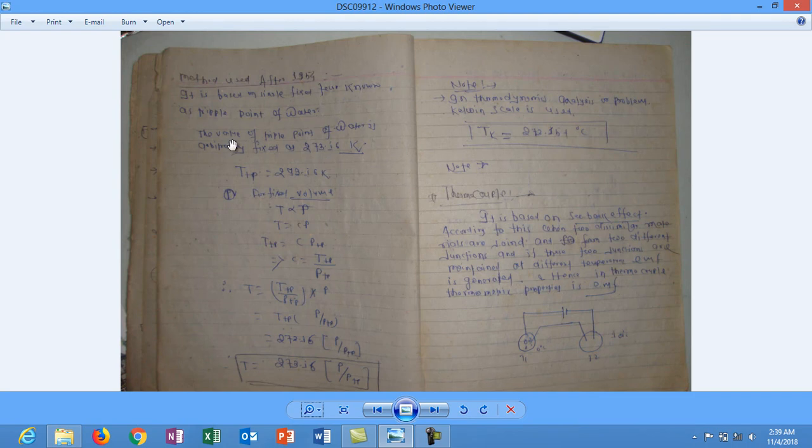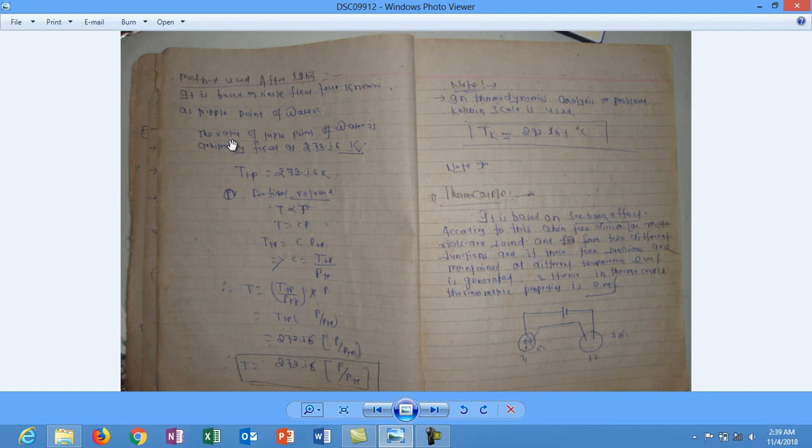This is the triple point of water. This fixed temperature is called the triple point of water. So what is the difference between temperature measurement before 1954 and after 1954? Before 1954, two reference temperatures, the ice point and the steam point, were used, but after 1954 only one reference temperature, called the triple point of water, is used. Now it is a very important question: what is the triple point of water?